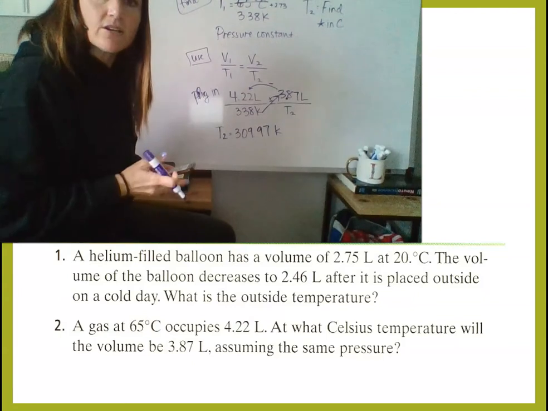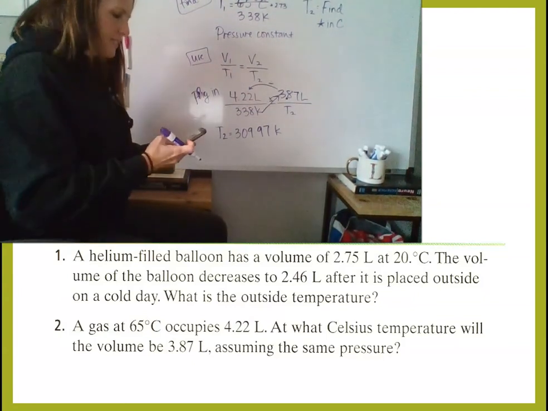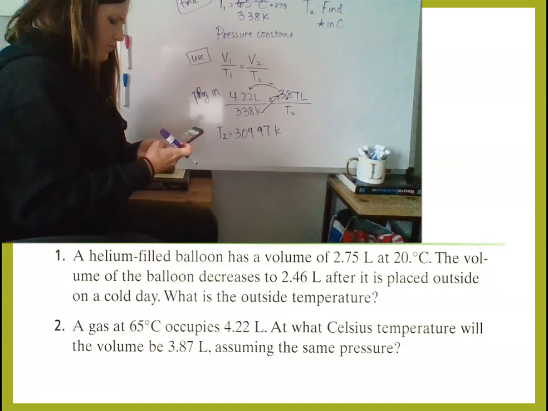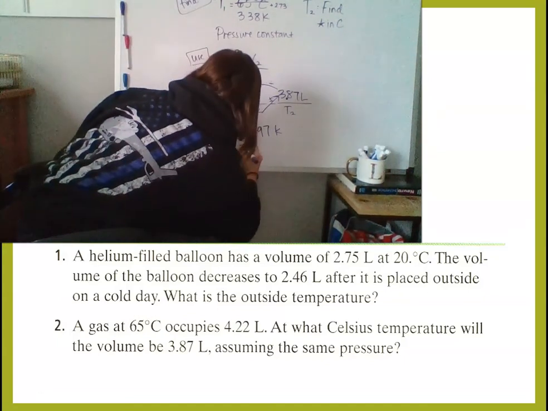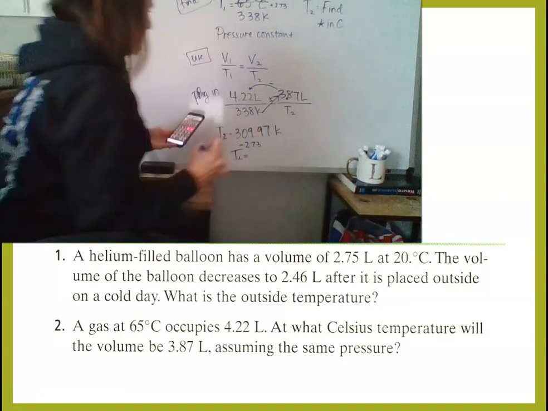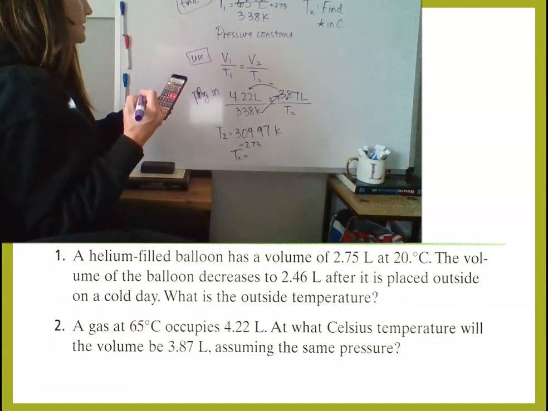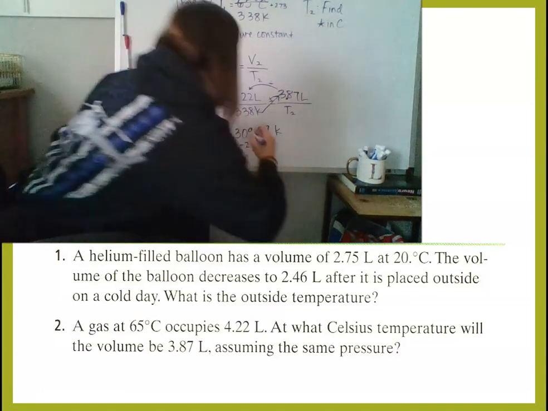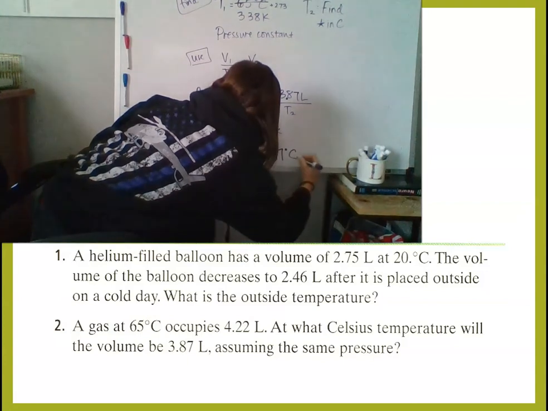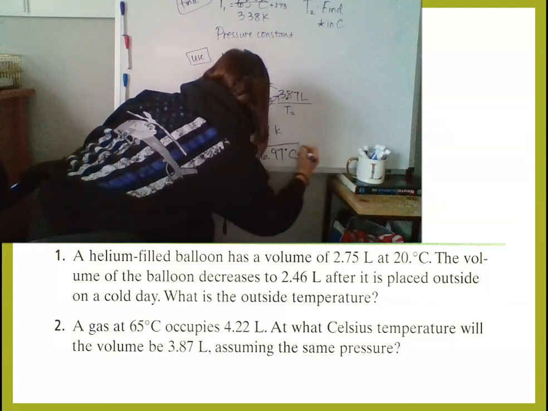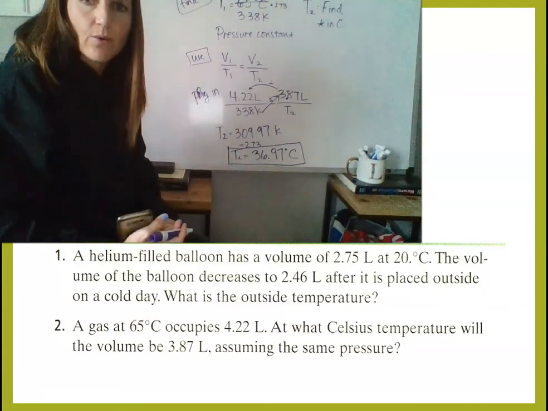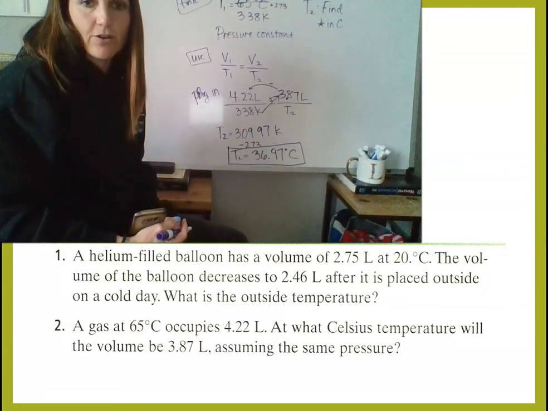But is that my answer? No, it's not my answer because it told me that it wants Celsius. So I have to take this answer and subtract 273. So minus 273 gets me an official answer of T2 equals 36.97 degrees Celsius. Final answer. That's the one that you would enter on the quiz or the test to get full credit.